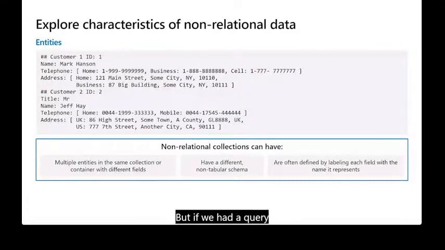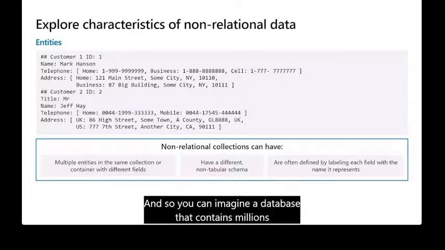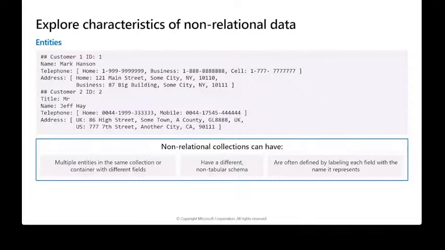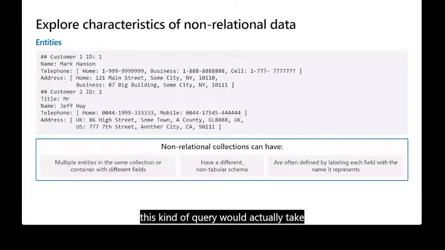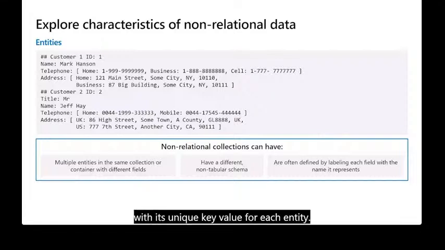But if we had a query that attempted to find all the customers with the UK address, for example, we would have to iterate through every entity, and for each entity, examine each field in turn. And so you can imagine a database that contains millions of entity records. This kind of query would actually take a considerable amount of time to run. And so you would typically query a non-relational database with its unique key value for each entity.